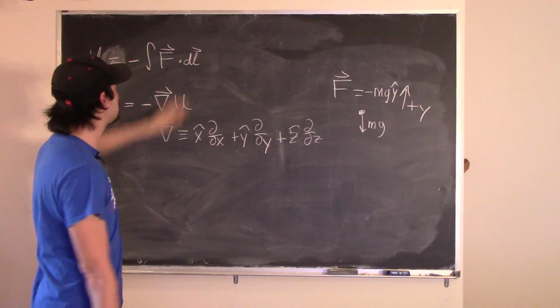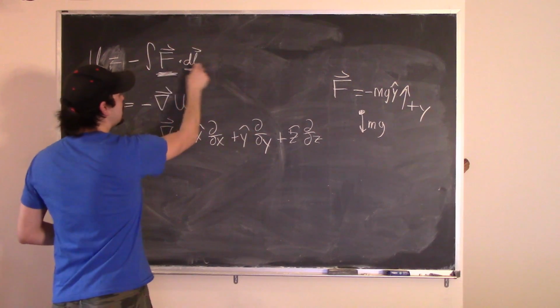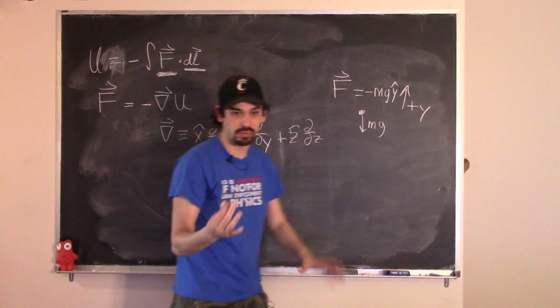So in order to use that equation, we know that this is the force. We know that we have some dl vector. Now we haven't seen dl vectors before. We've seen just dl's.